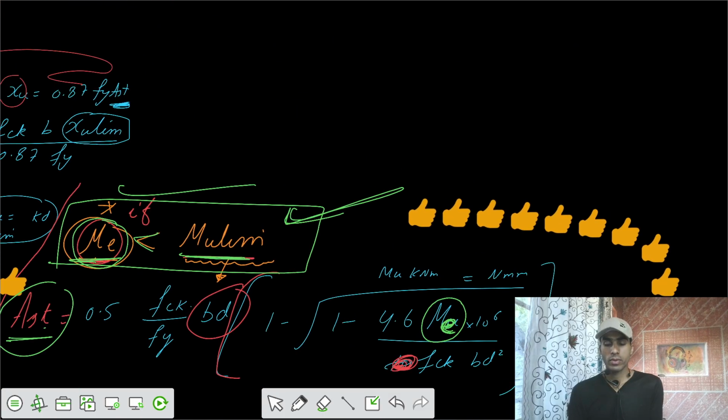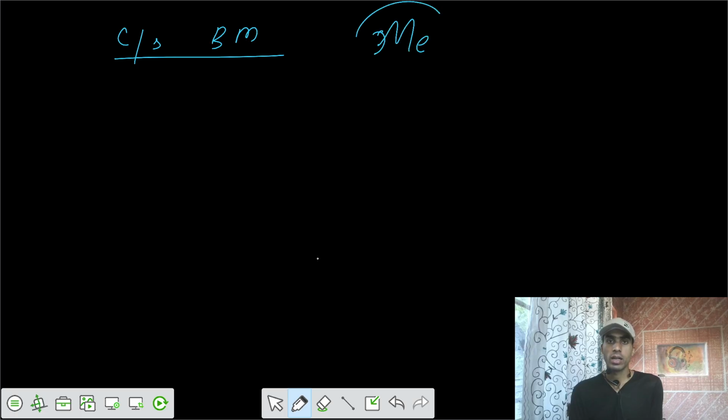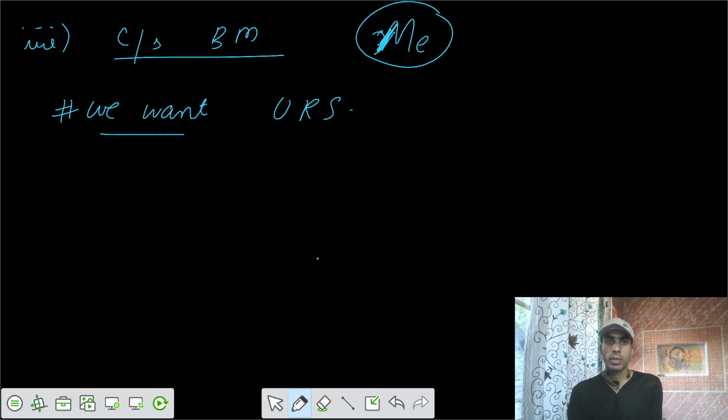Okay, now we are going for the third case. The third case is if we want to design a cross section for bending moment. There is a bending moment applied, M external, ME. Then we have to design. We want this to be an under reinforced section.